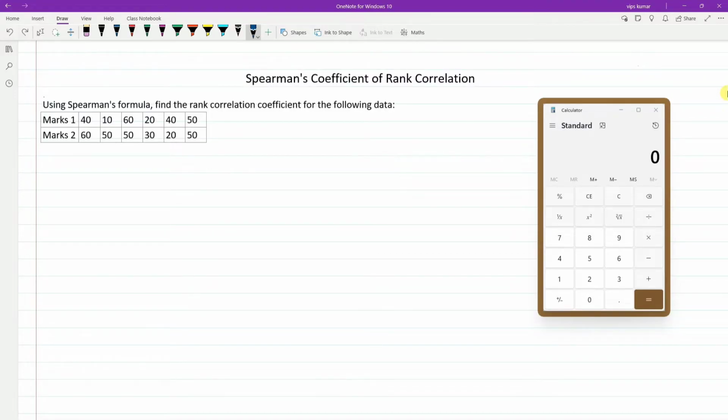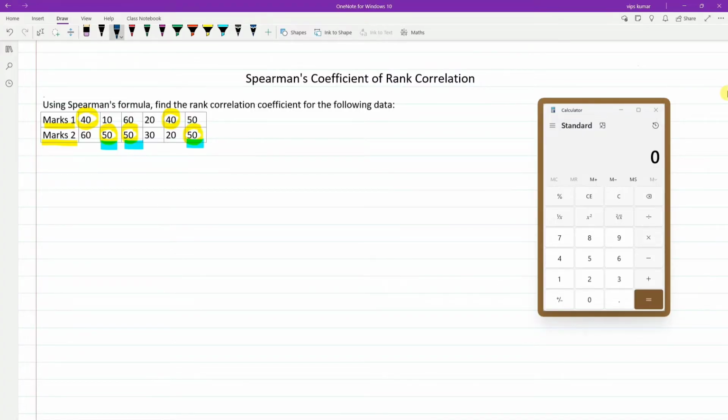We have marks 1, which is 40, 10, 60, 20, 40, 50. And we have marks 2: 60, 50, 50, 30, 20 and 50. Now if you closely observe marks 1, the number 40 is repeated twice. And if we look at marks 2, then the number 50 is repeated thrice. Now, please note that you cannot count the repetition like this: 50, 50, 50 and 50. So 50 is not repeated 4 times. It is repeated only 3 times.